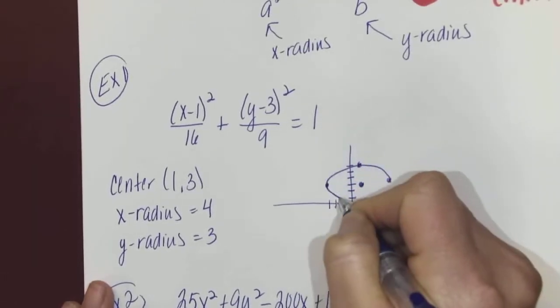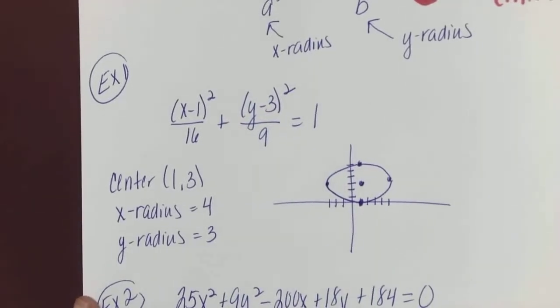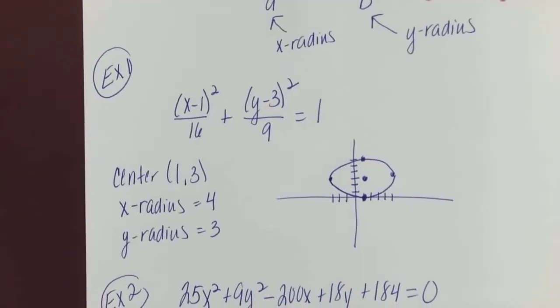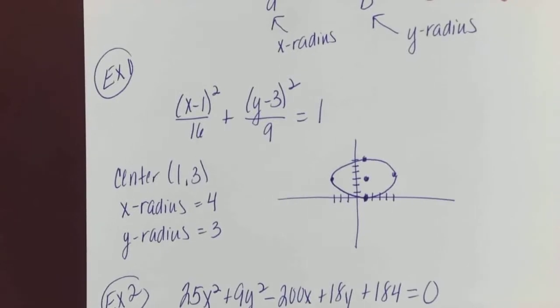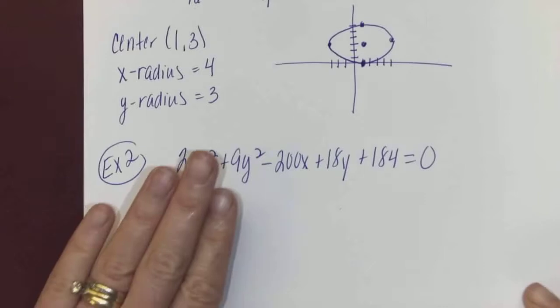and I can sketch it in. In general, you can think of an ellipse as a flattened circle. Although technically you could call a circle an ellipse as well. It just would have the same x and y radius. Now let's go to example 2.